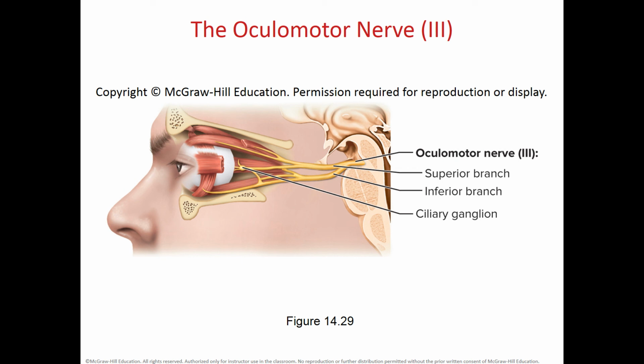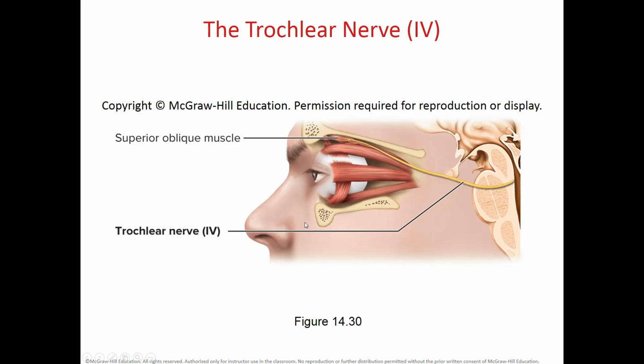And then this one, the oculomotor, also connects to different extrinsic muscles of the eye. So it has a superior and an inferior branch, and it has this ganglion that is called the ciliary ganglion. So these are superior and inferior branches of the oculomotor nerve. Trochlear nerve, or cranial nerve number 4, innervates the superior oblique muscle, which is an extraocular muscle.